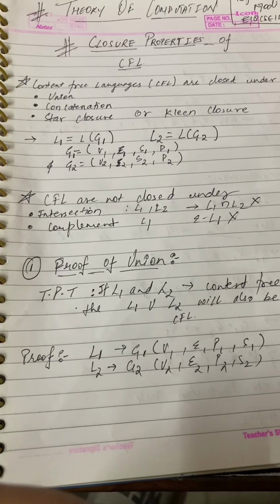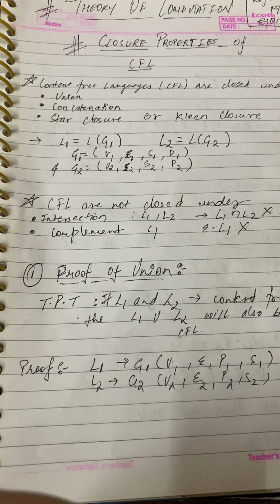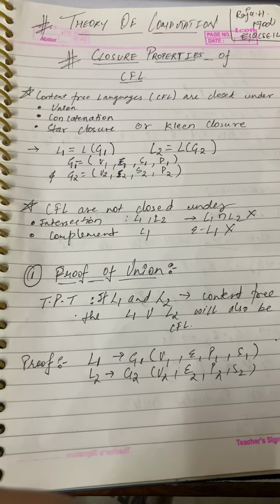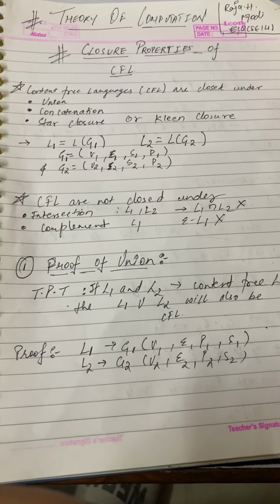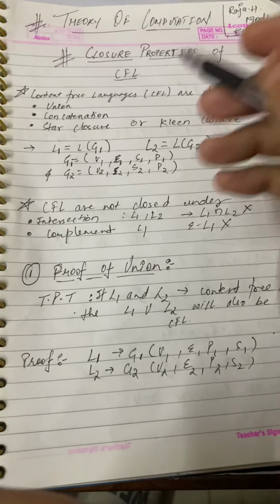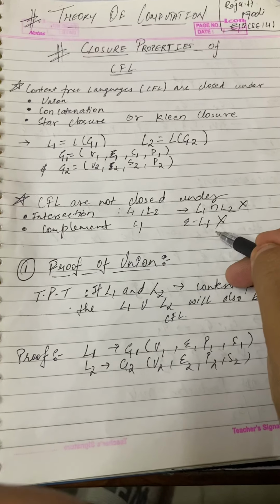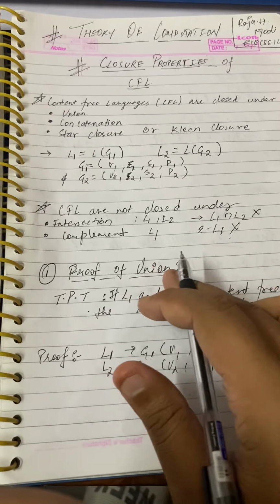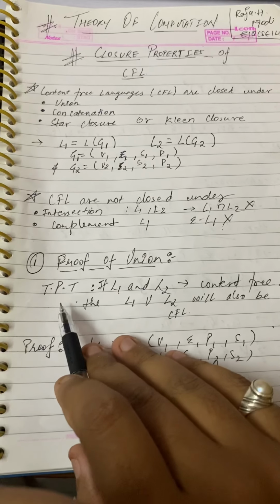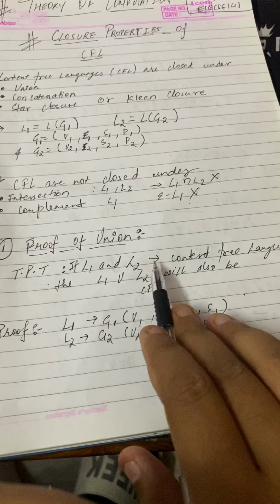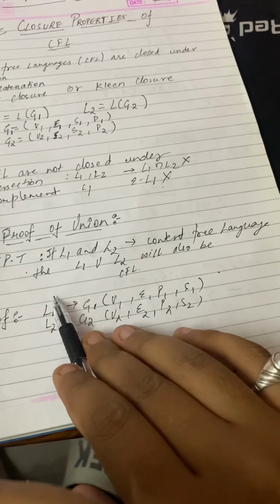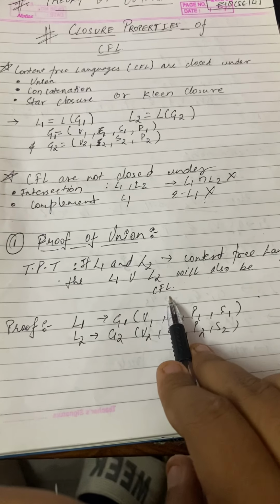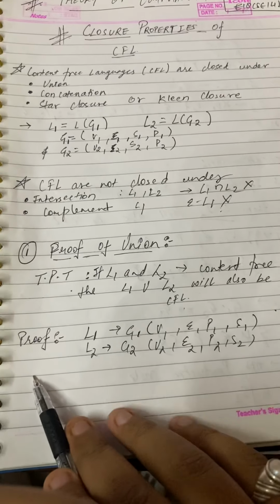Also in this video we will discuss that CFLs are not closed under intersection and complement. Intersection is L1 intersection L2, and complement, as you can see here. These two we will also discuss. So let's start with the proof of union. Our statement is: if L1 and L2 are context-free languages, then L1 union L2 will also be a context-free language. Let's start the proof.